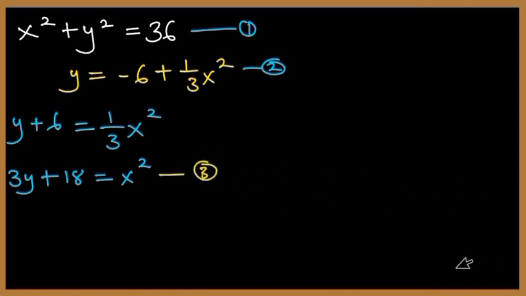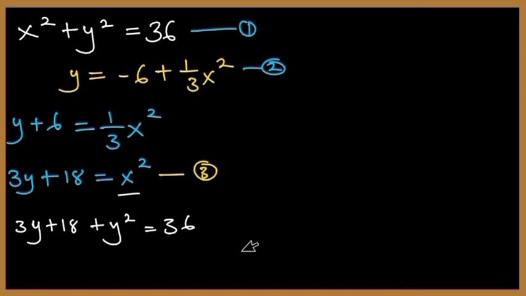With equation 3, I can substitute it into equation 1, since we have x to the power of 2 here. So in place of x to the power of 2, I'll put 3y plus 18. Doing so, I'll have 3y plus 18 plus y to the power of 2 equals 36 here. From here, we can form a nice equation by moving the 36 to the left hand side.